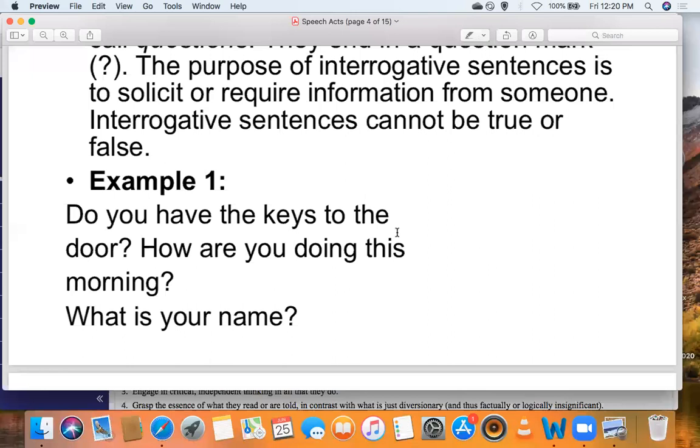Examples. Do you have the keys to the door? How are you doing this morning? What's your name? These are questions, which we call speech acts.